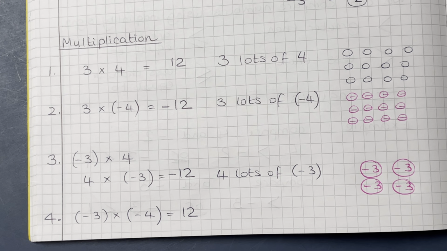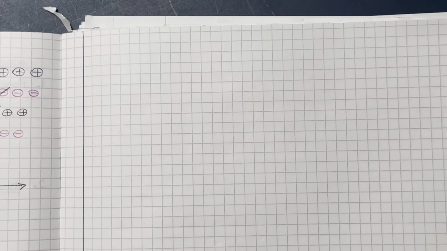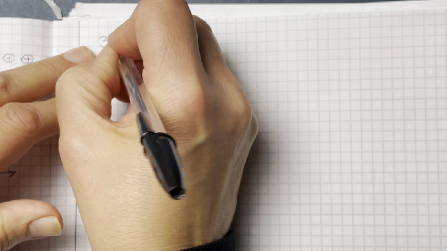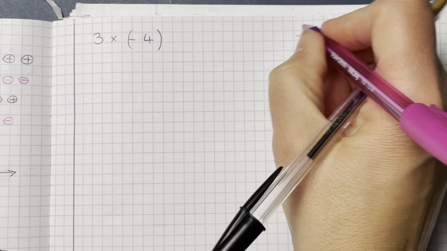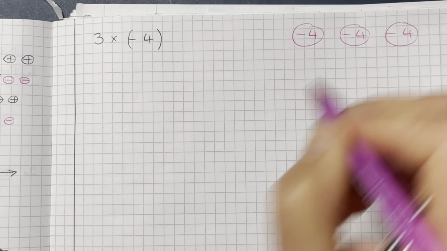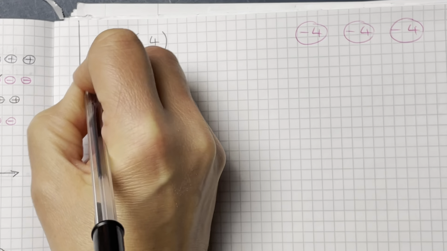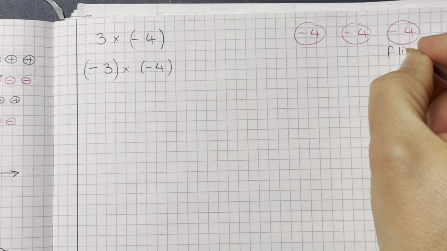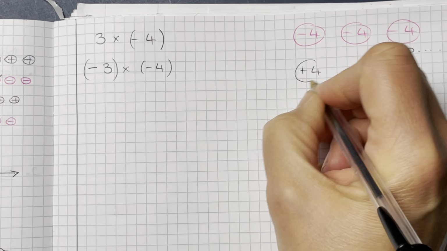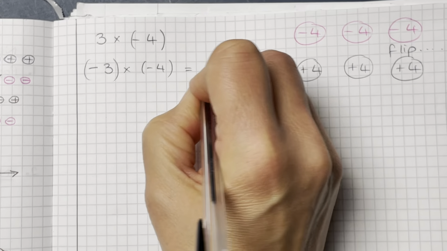We're going to write that in a learning bubble in a moment. But let's look at why that is. Remember how we said if we had 3 lots of -4, we could just write -4, -4, -4. We have -3 lots of -4. So we need to flip these over. If they're -4 on this side, I need to flip them over, and that's going to give me +4, +4, and +4, which gives me my +12.